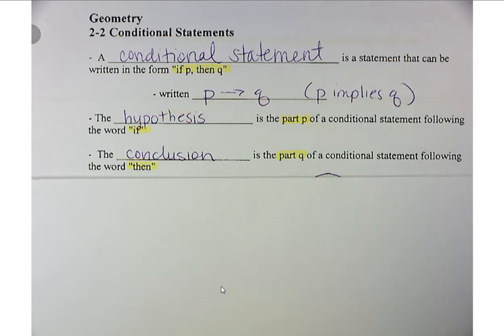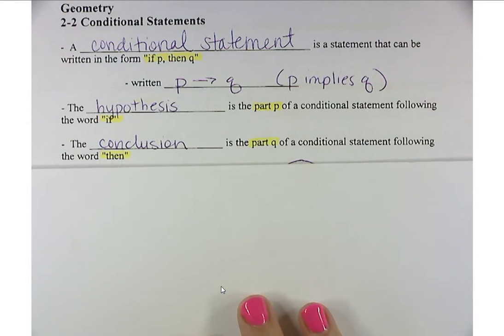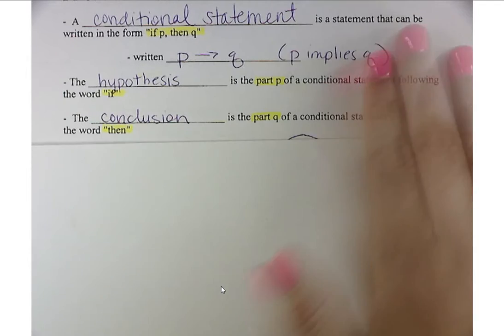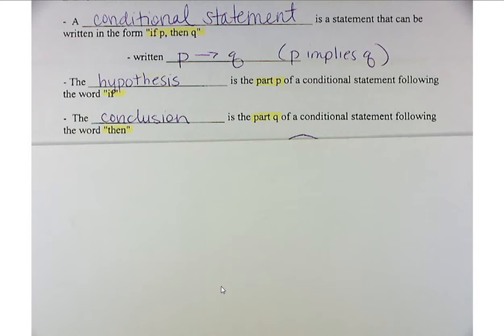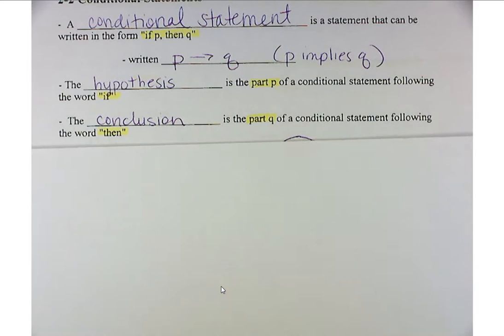The second part is the conclusion. So the conclusion is part Q. Hypothesis is part P, conclusion is part Q. This is going to be the part of the statement that's following the word then. So are we going to include then in our conclusion? No. So if and then will not be part of those statements. So P is called what? P is the hypothesis. Q is called the conclusion. So you have P and then you have Q.